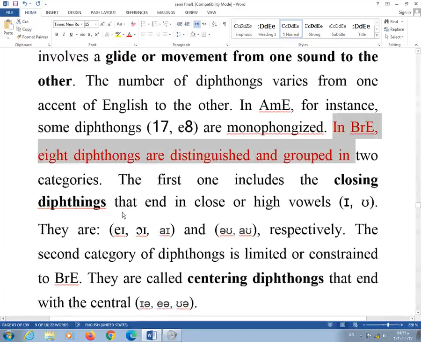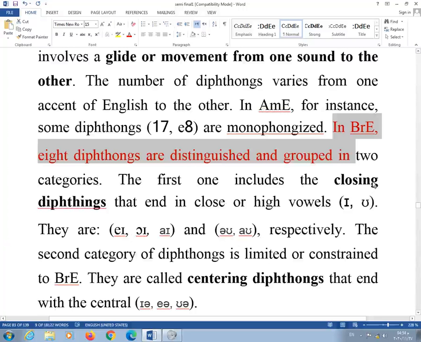English diphthongs are 8, and they are divided into two categories. The first one includes closing diphthongs that end in one vowel, and the second ends in o. As you can see, we have 3 ending in one and 2 ending in o. The first 3 diphthongs, which end in a, are a, oi, and I. And the second, the two ending in o, are o as in home and ow as in out. Okay. These five we call closing.